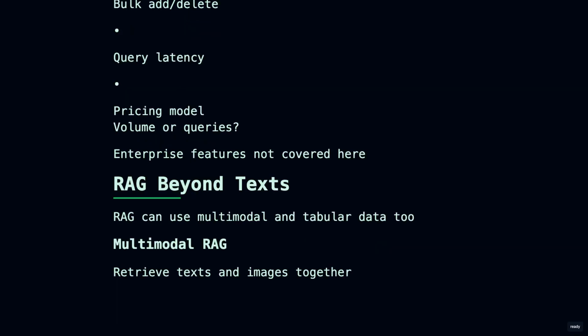If the generator understands multiple modalities, the retriever can bring back both text and images. The example here is simple. A question about the color of a house can be answered better if the system retrieves the relevant image along with supporting text.